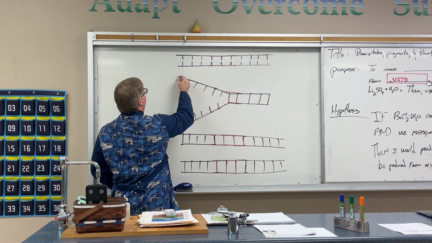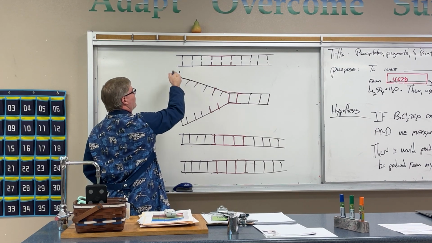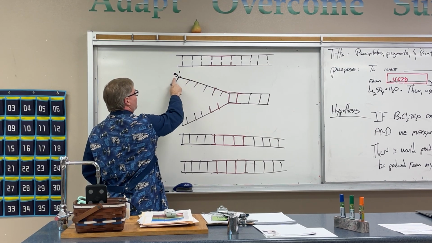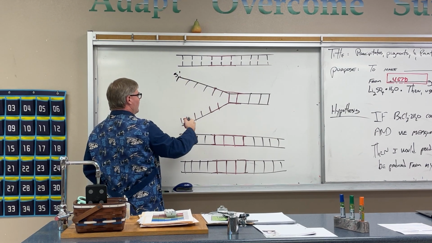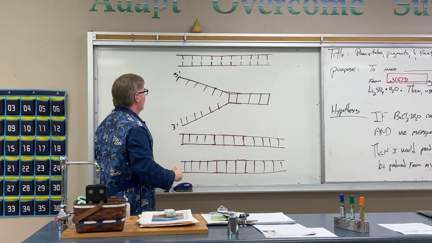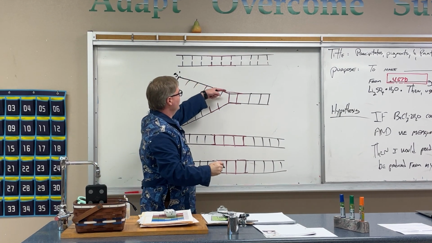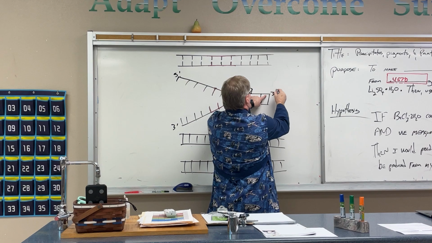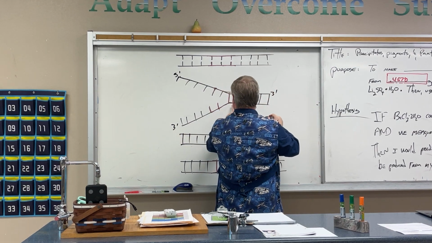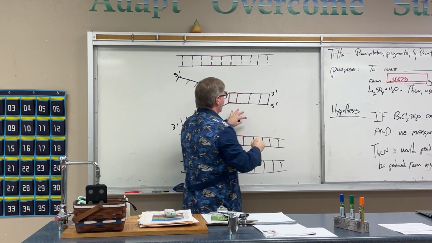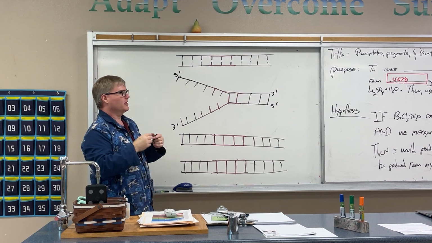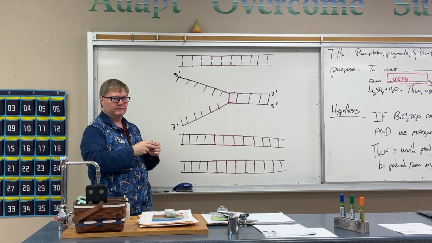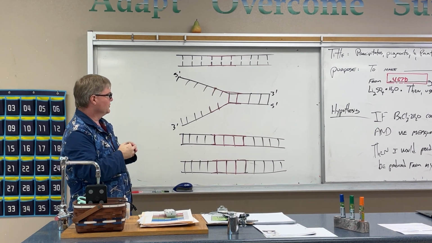And I had said that I'll always make this corner up here 5'. And if that's 5' and DNA is anti-parallel, that means this is 3'. And then it means down here at the end of this top strand is the 3' end and 5' end. So what I'm asking you to do here is reflect back onto the model you built last week. This is just laying on its side.